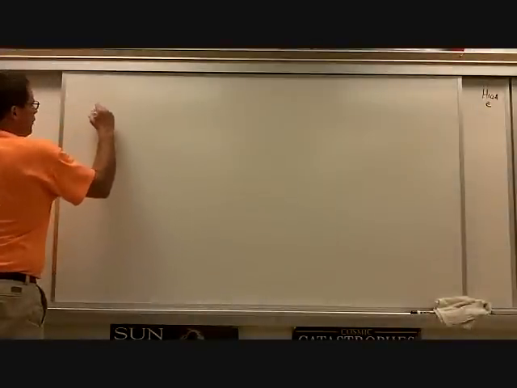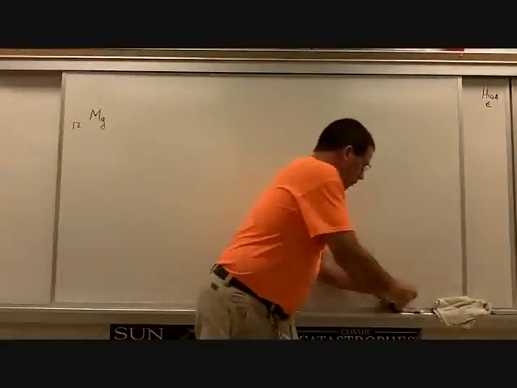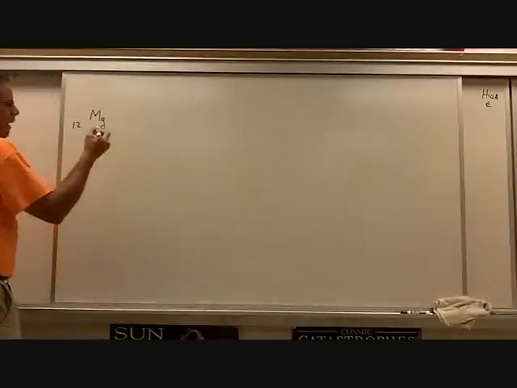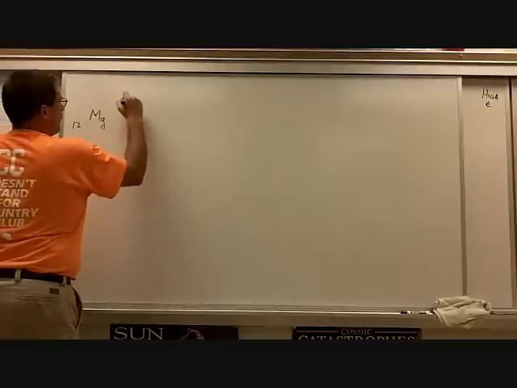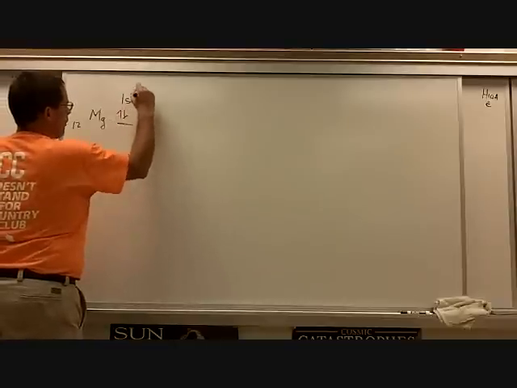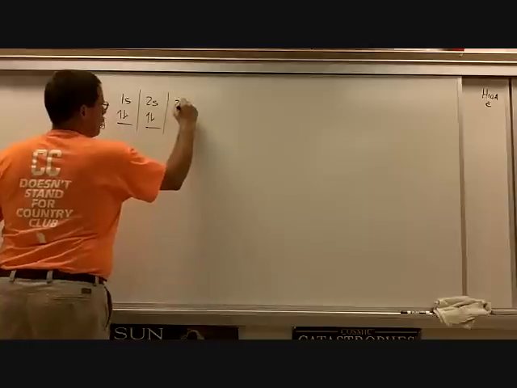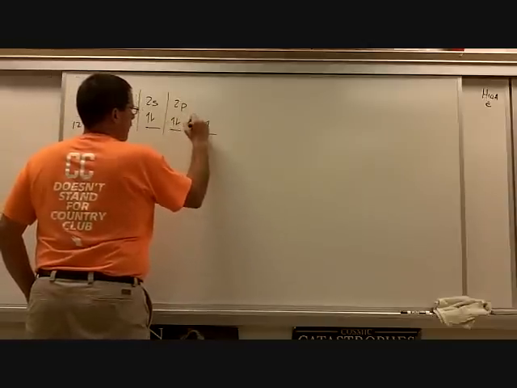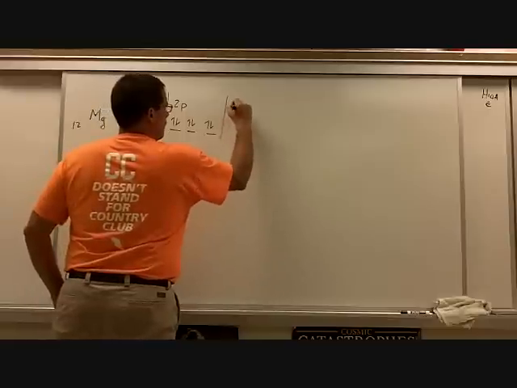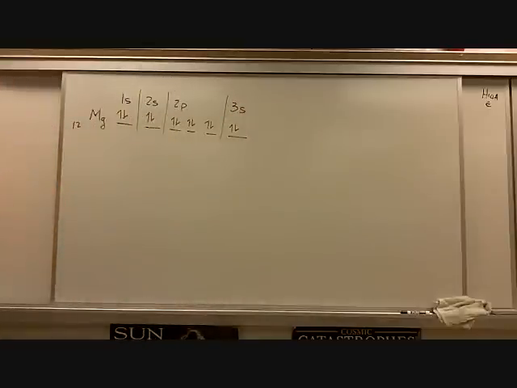So again, magnesium, neutral. Let's use a pen that actually works. How would I do the electron configuration for this? Good. 1s, there's 2 of those. 2s, 2 of those. 2p6, and then 3s, 2, correct? Okay. That's for neutral magnesium.